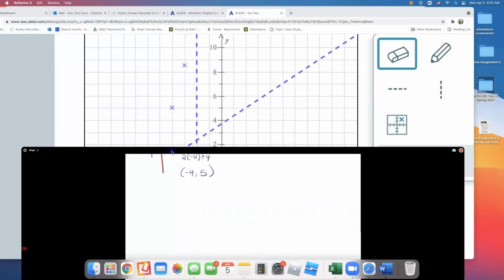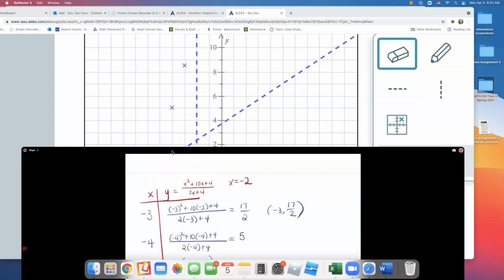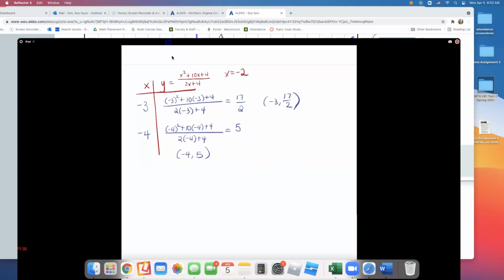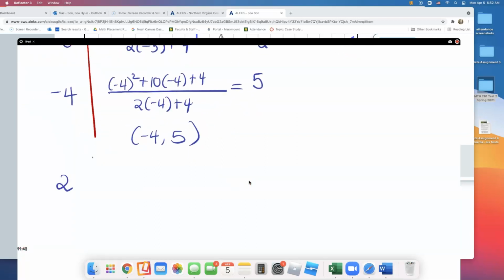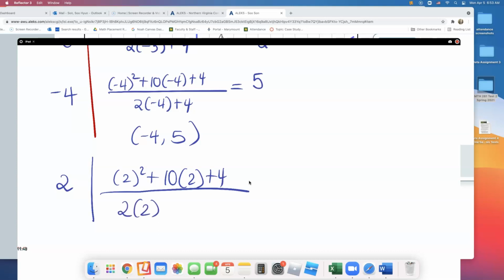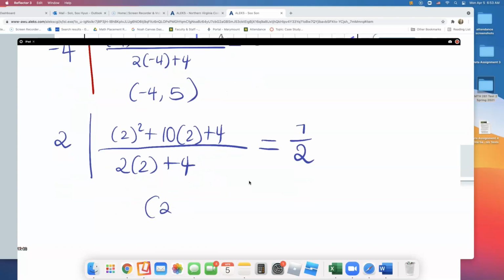So what will happen if I plug in 2? Because I think that was a mistake. Okay, let me see. If I plug in 2, that will be 2 squared plus 10 times 2 plus 4 over 2 times 2 plus 4. I'll change this now, okay? When I type this in again, I got 7 over 2. So what I'm going to do is I'm going to plot 2 and 7 over 2.